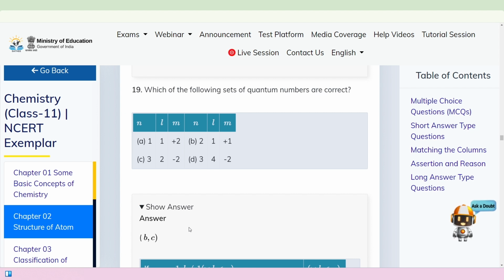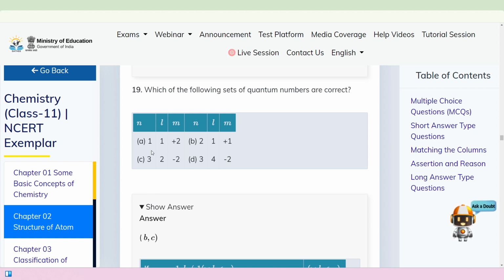Next, which of the following sets of quantum numbers are correct? Okay, so let us see. The first is 1, 1, plus 2. So the value of n is 1. That means we are dealing with the first shell. The first shell has only l equal to 0, which means the s orbital is the only possible thing. What about the value of m? Here l is incorrect, because l can only have the value 0. Only the s orbital can be present here. So option A is incorrect, and we will not move further.